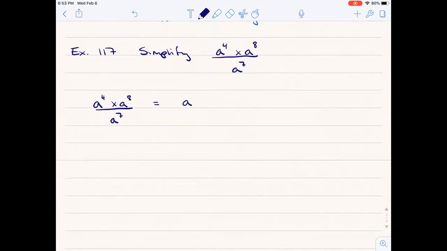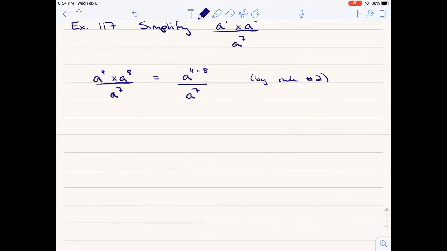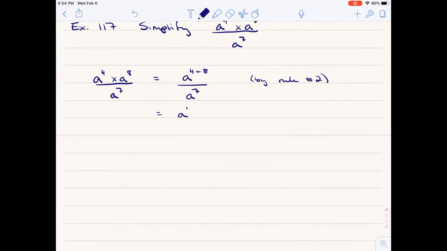But just to show what's going on, this becomes a to the power of 4 plus 8 over a to the power of 7. And here I'll just make a note by rule number 2, just to point you in the right direction. That's not something that I need you to do. You don't have to tell me which rule you're using. Just know them and use them. Okay. So this becomes a to the power of 12 over a to the power of 7.